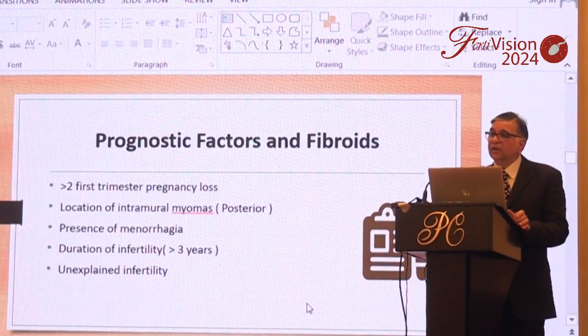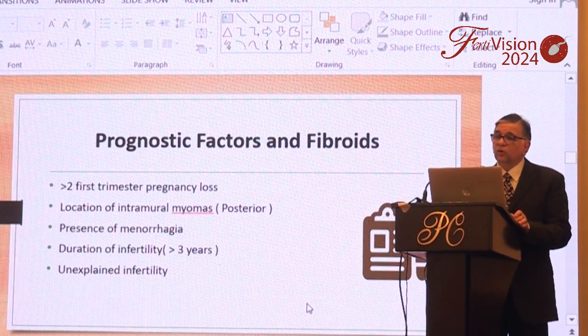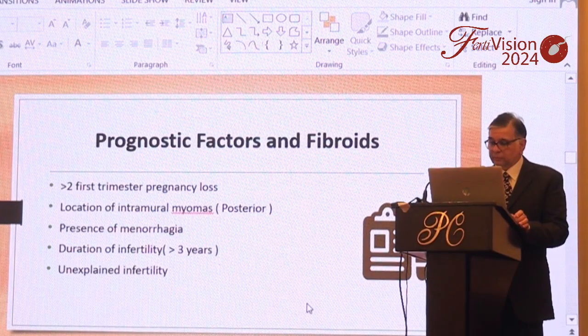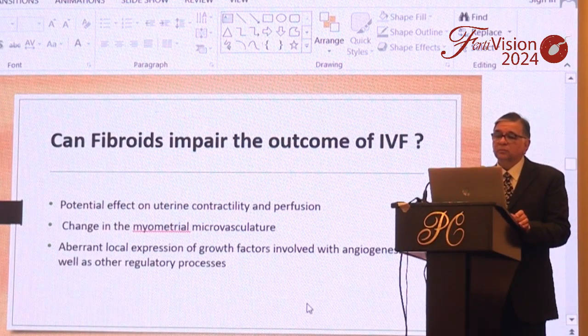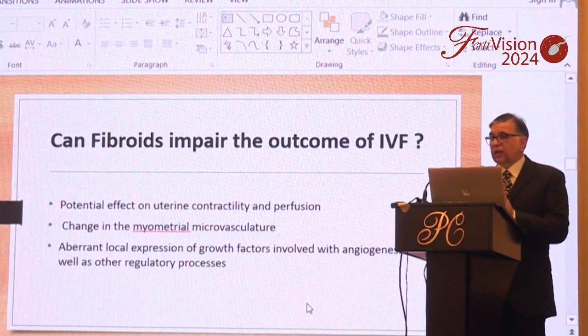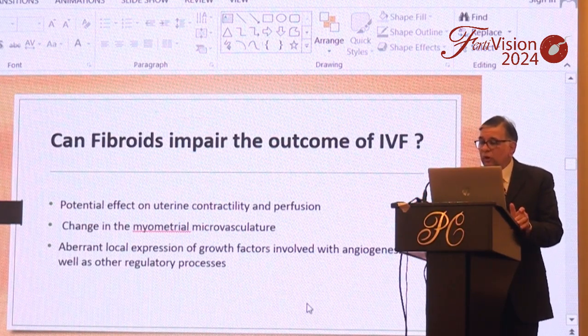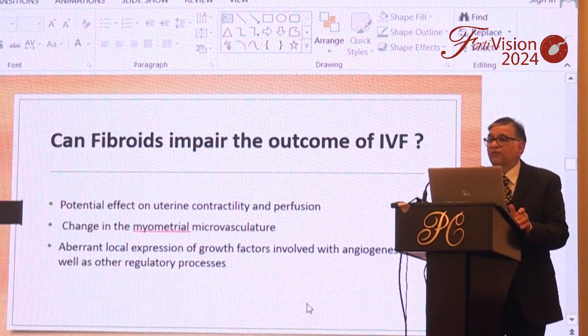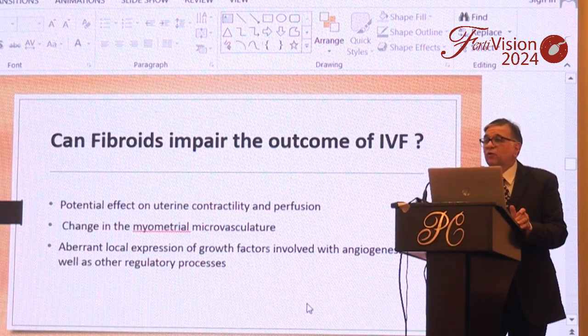If patients have recurrent pregnancy losses, then myomectomy usually is a good place to start. Now, I've had multiple patients who've gone through IVF cycles with fibroids, and I do not offer every patient myomectomy before opting for IVF. But then you have to pick and choose.